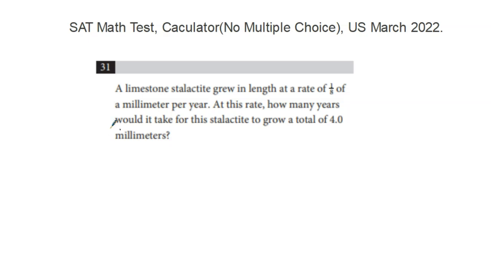Question number 31. This is a rate question, or proportional question. We have a limestone that grew in length at the rate of 1/8 millimeter per year. 1/8 millimeter per year is like a ratio, so 1 year. At this rate, how many years would it take for this stalactite to grow a total of 4.0 millimeters?